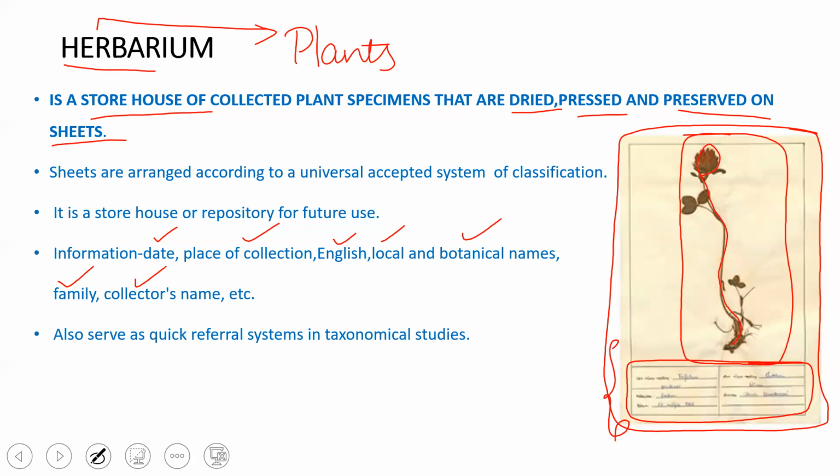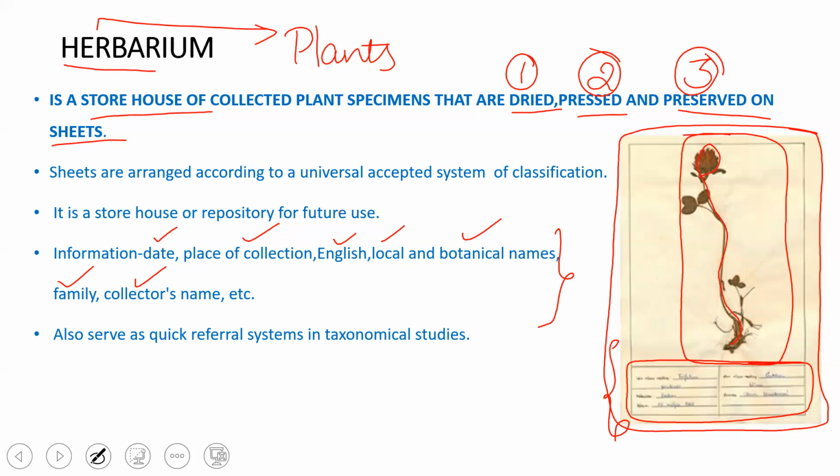Okay, so these are the important information which have to be gathered and written once the specimen is ready to be preserved on the herbarium sheet. Of course, you cannot directly place the plant specimen on the herbarium sheet. First, it has to be dried. Second, it has to be pressed. And later comes the preservation technique on the herbarium sheet. So this herbarium sheet plays a very important role. It acts as a quick referral for taxonomic studies.